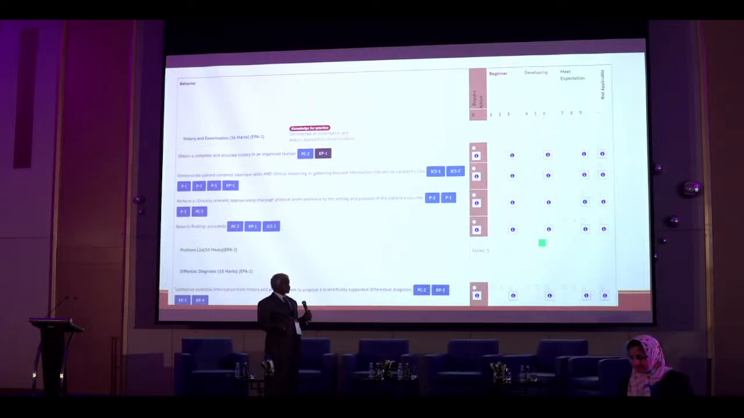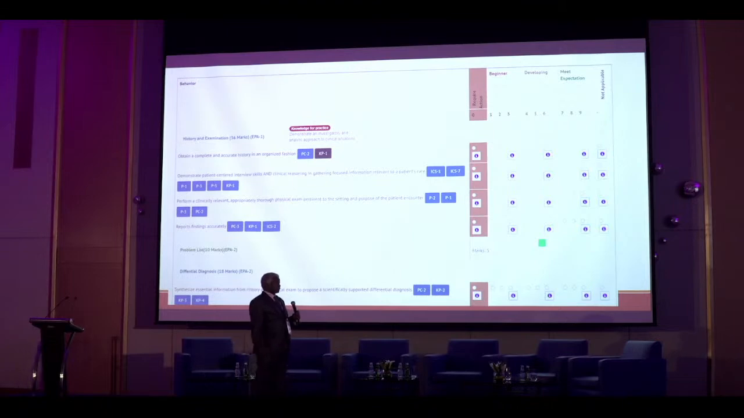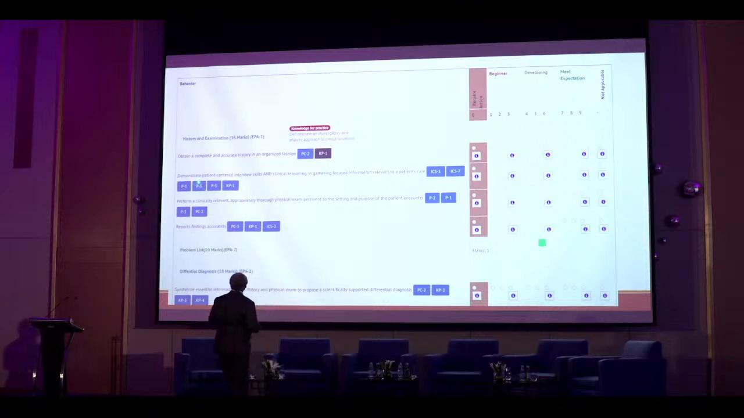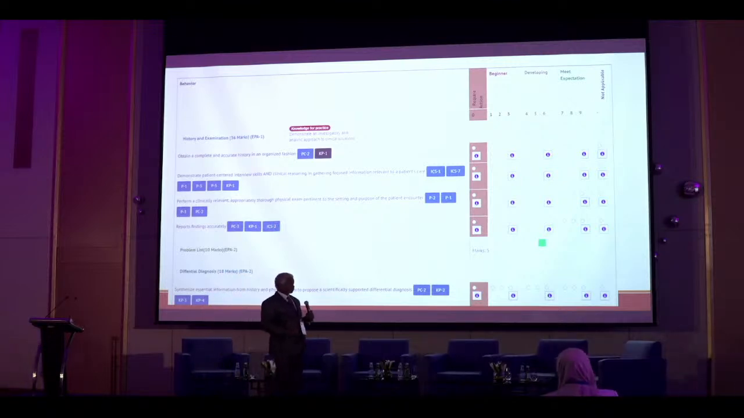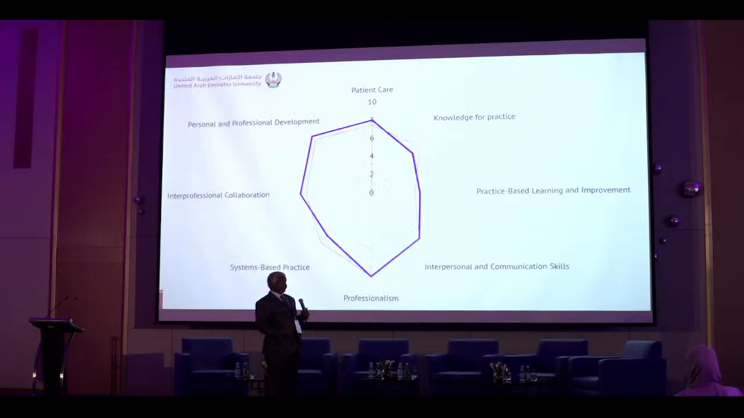And this is the EPA, which is one example. For example, this EPA one, you can see it's already aligned with the competencies. So, for example, this one is aligned with P1, which is professional, this is aligned with patient care, this is aligned with knowledge, and this is aligned with communication. So the EPAs are aligned with competencies.